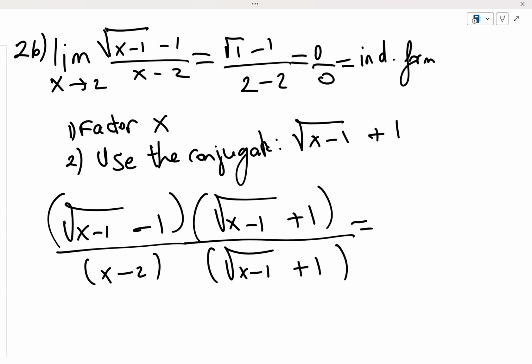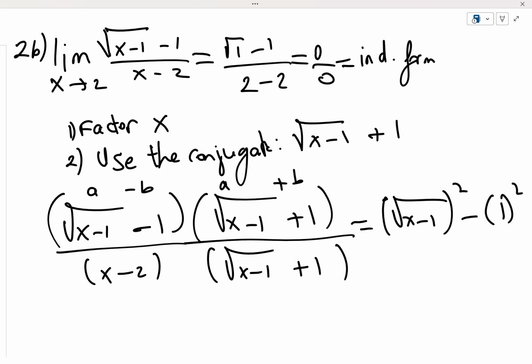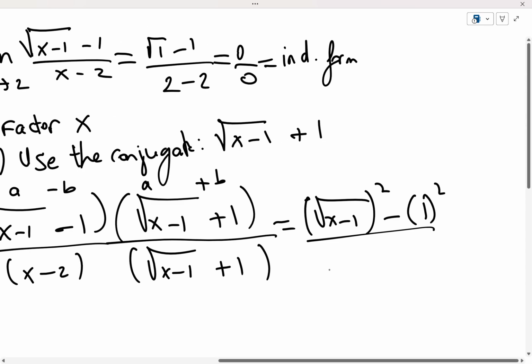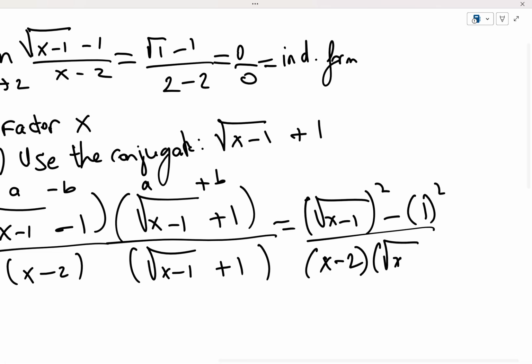Because here it's like (a − b) times (a + b), and if you were to FOIL, this is the difference of two squares. So it's going to equal (√x)² − 1², and I'm going to leave the denominator the way it is. I'm not going to FOIL or anything at the moment. Then when you square a square root, they cancel. So you have x − 1, that becomes x − 2.